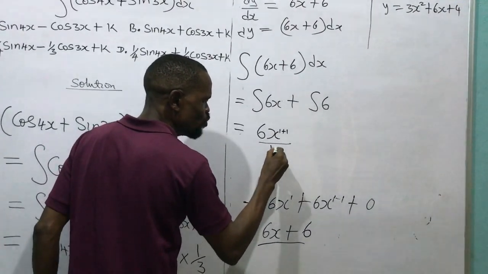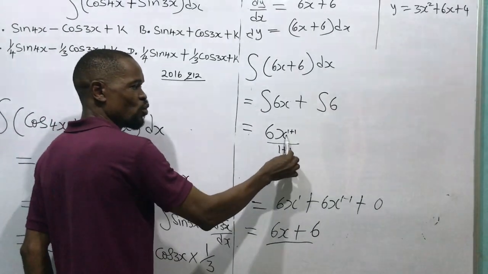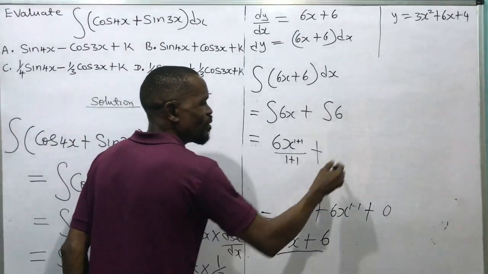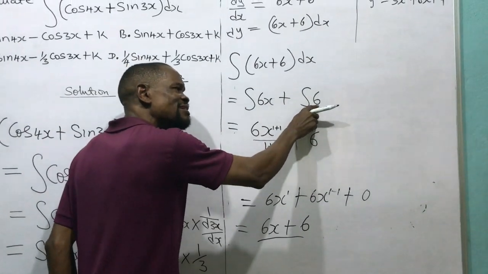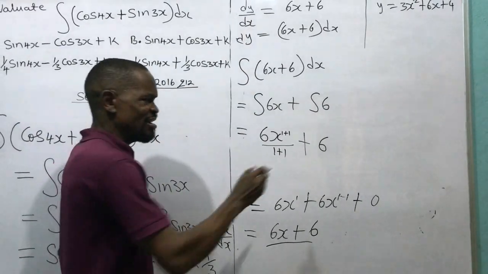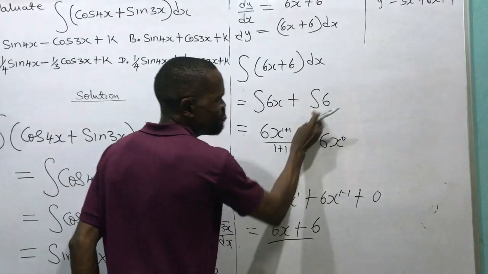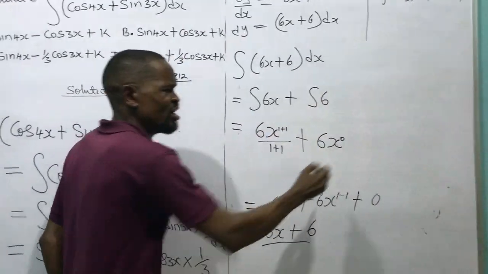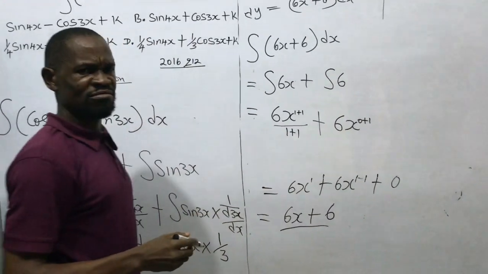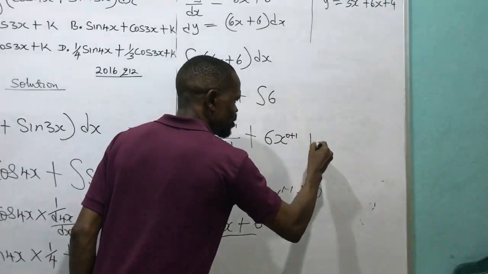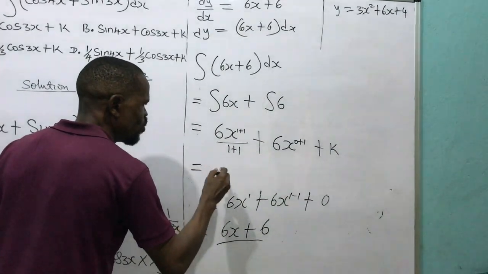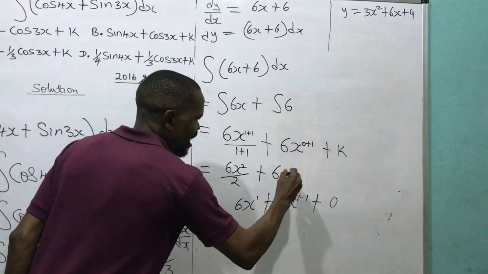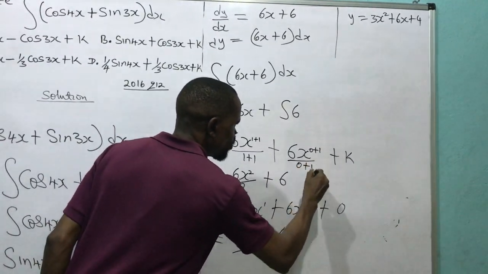This power is what we use to divide. As I return the 1, it gives me 1 plus 1. I will use it to divide. Then plus this 6, you remember that this 6 was x raised to the power 0. It gave me that before because I subtracted 1, giving x raised to the power 0. Then I'm adding that 1 back now. Then plus the constant. I will now have 6x raised to the power 2 divided by 2 plus 6x raised to the power 0 plus 1, divided by 0 plus 1. Are you following now?